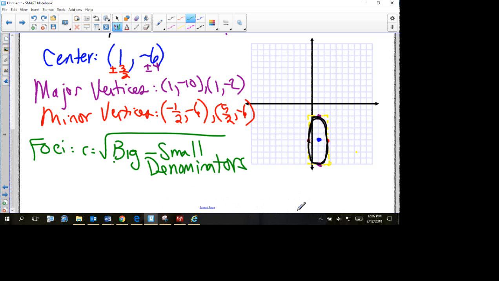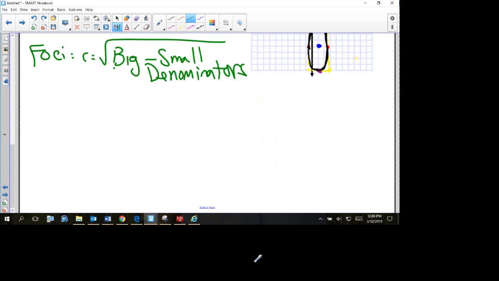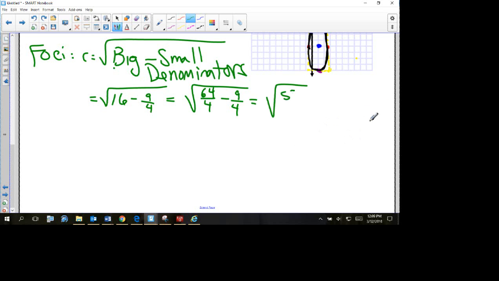So you're looking at the original denominators. We're not looking at the square rooted denominators. We're looking at the original denominators, the 16 and the 9/4. So we subtract big one minus small one, and then square root that answer. That'll give us the translate for the foci. So I'll have the square root of 16 take away 9/4. With a common denominator, we get the square root of 64/4 minus 9/4, which equals the square root of 55/4, which equals square root of 55 over 2.